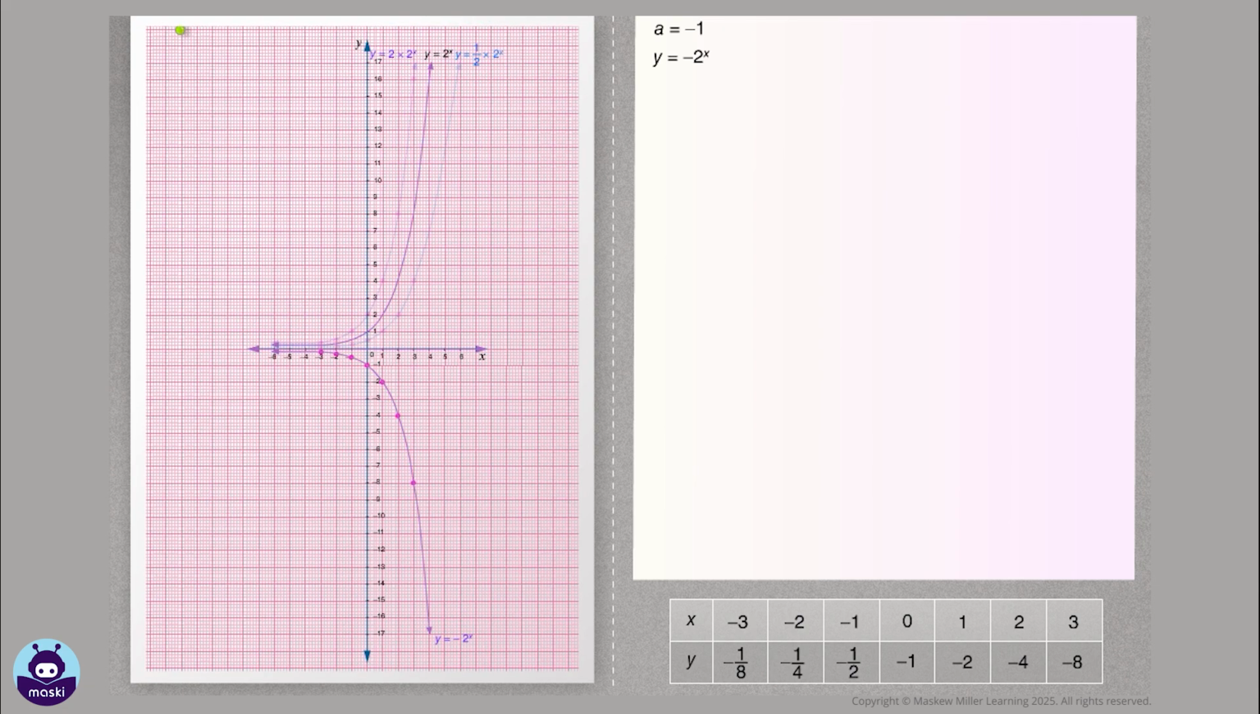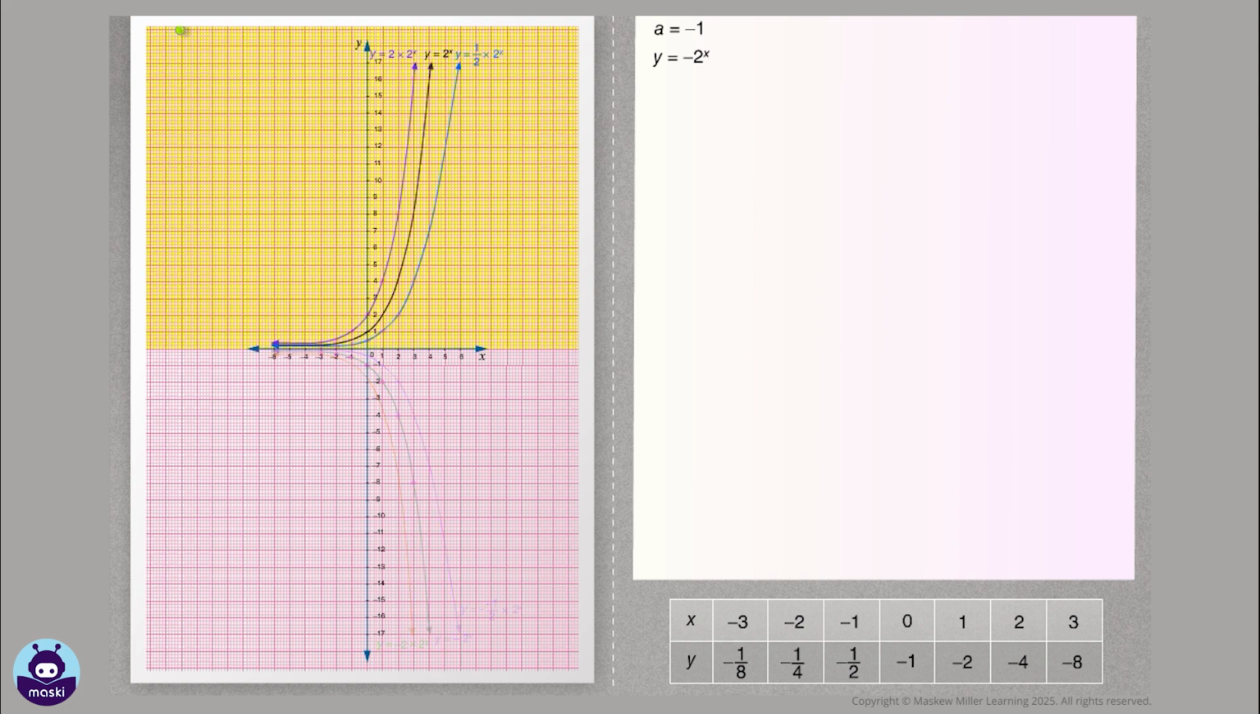Observe that the graph of y is equal to negative 2 to the power of x is a reflection of y is equal to 2 to the power of x about the x-axis. We similarly draw the graphs of y is equal to negative 2 times 2 to the power of x and y is equal to negative half times 2 to the power of x. Now we see that as a decreases from negative 1 to negative 2, the graph is vertically stretched. And when it is increased from negative 1 to negative half, the graph becomes less steep. This is the reverse of what happened for positive values of a. When a is negative, all the functions are below the x-axis and curve downwards.